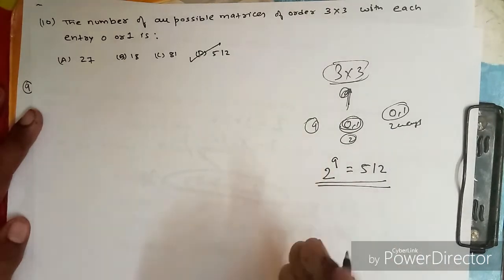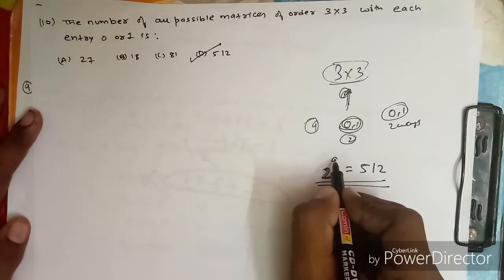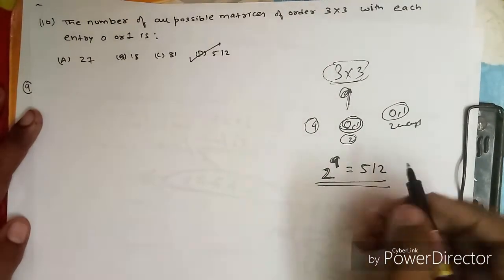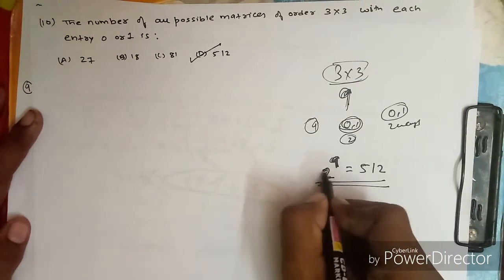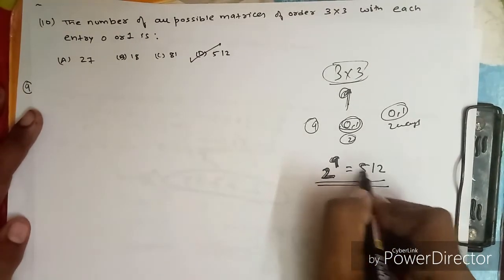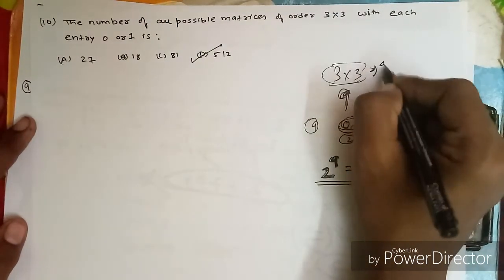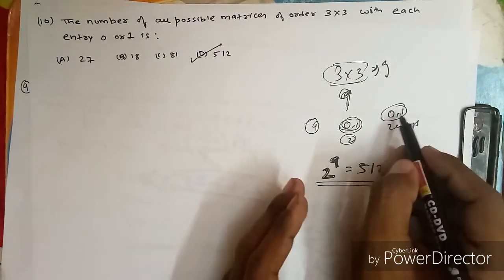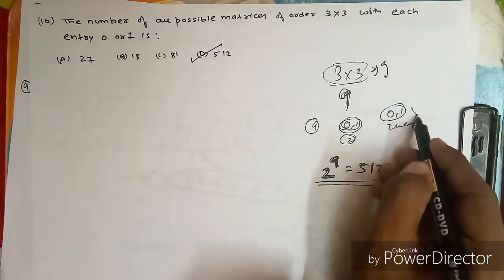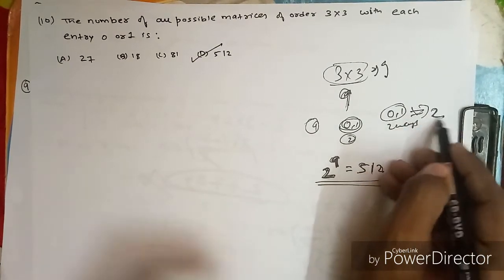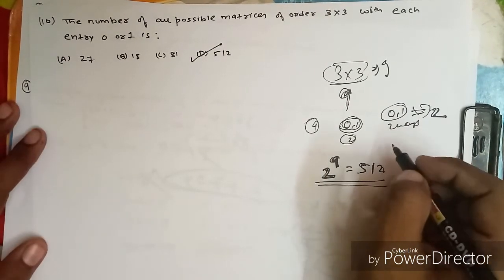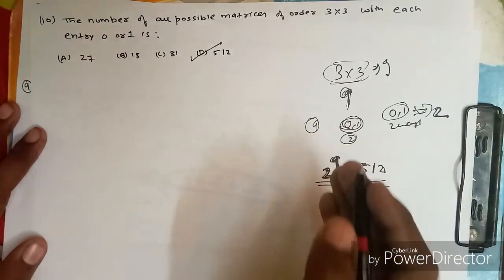How do we get this? We just use permutation and combination, that is 2 power 9. It needs just a little bit of the concept of permutation and combination: 2 power 9 is 512, where the total number of entries is 9, and each can be filled in 2 ways. So 512 will be the correct answer.